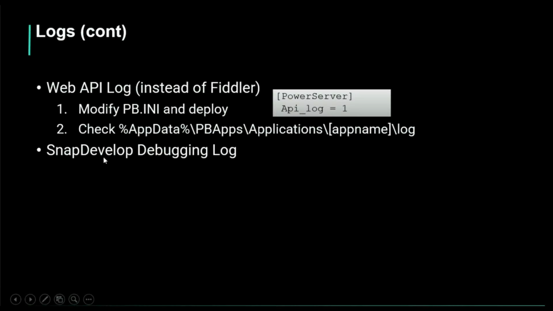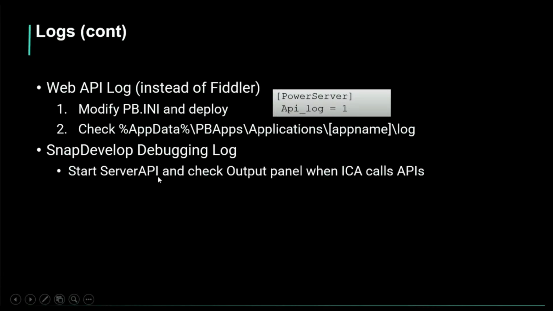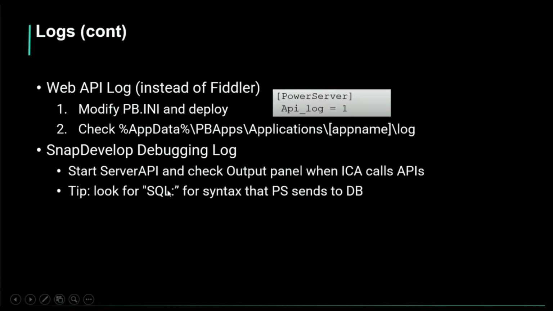Another way to debug the server API is from Snap Develop. You can start the server API project and check the server calls in the output console, which gets updated every time the ICA calls an API. Of course, you may get plenty of lines, so look for a specific keyword like SQL to filter out only SQL syntax.